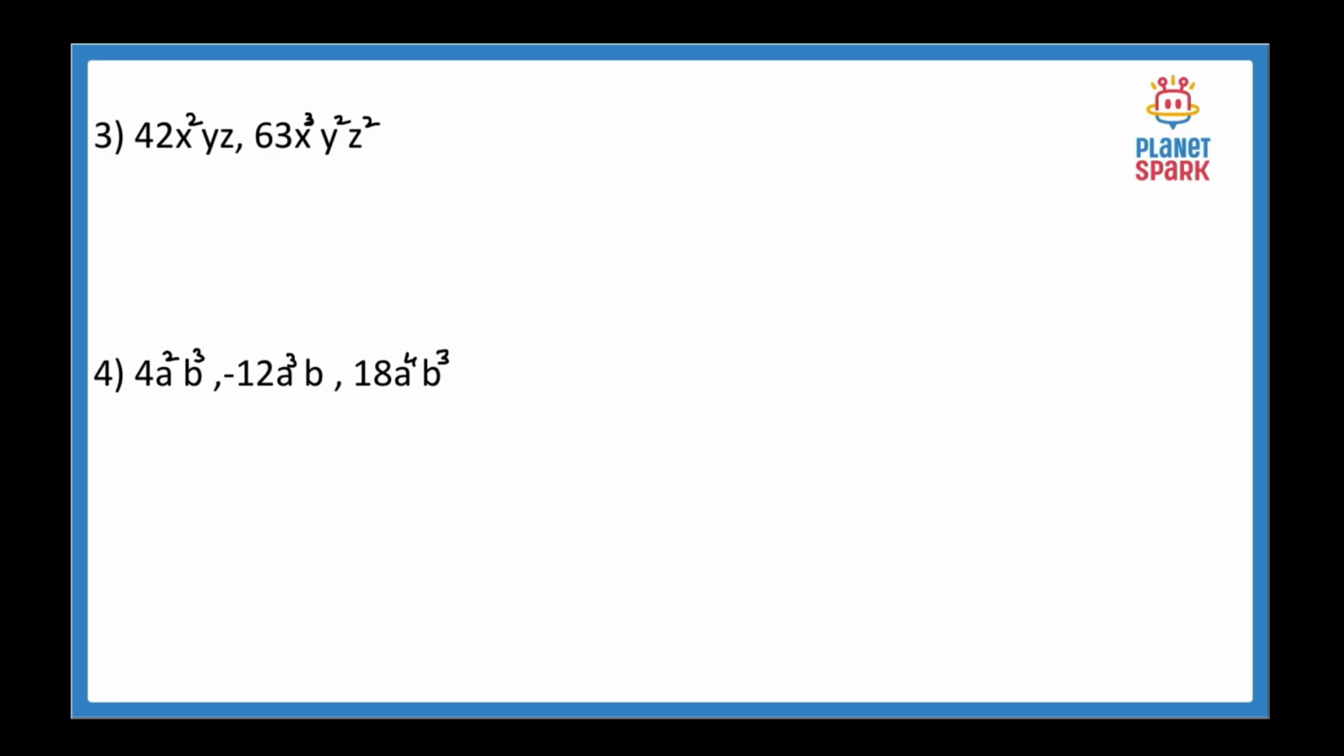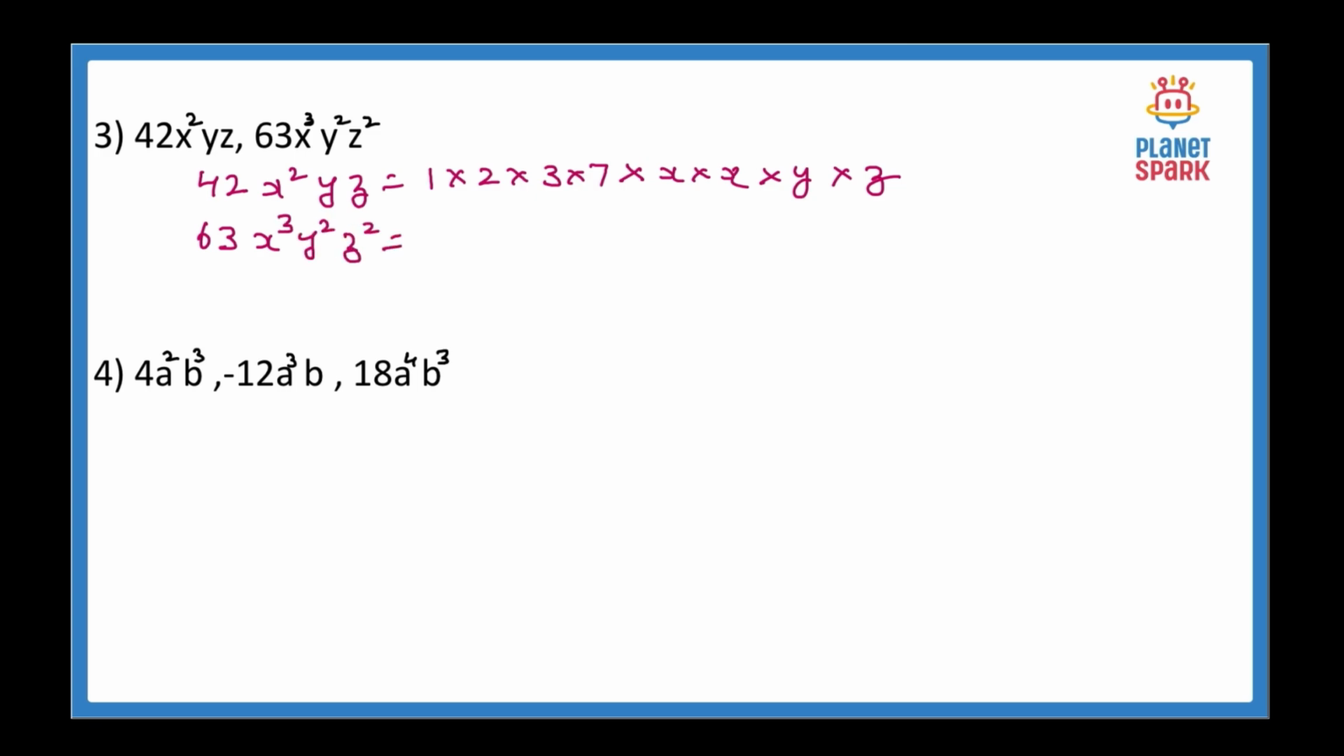42x²yz and 63x³y²z². Now 42x²yz can be broken and factorized as 1 into 2 into 3 into 7 into x into x into y into z. Similarly, we can write 63x³y²z² as 1 into 3 into 3 into 7 into x into x into x into y into y into z into z.